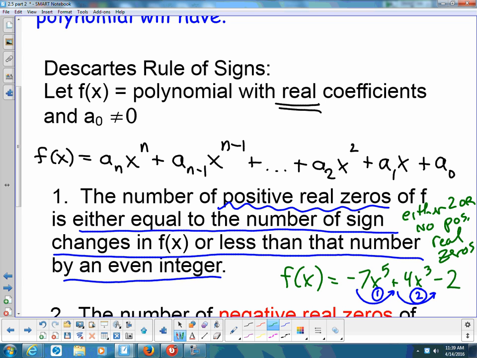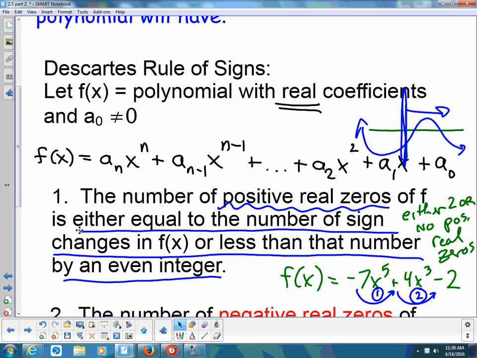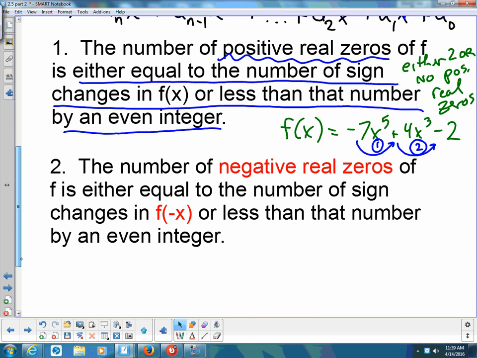So what are we talking about? We're talking about how many places that graph is going to cross. If we're going to graph a polynomial function, how many places is it going to cross to the right of the y-axis, right? Because we're talking about positive real zeros. So it's either going to cross in 2 places, or it's not going to cross at all to the right of the y-axis. Does that make sense? Okay. What about what's happening to the left of the y-axis? What about those negative real zeros? Well, that's where the second part of Descartes' rule of signs comes in.